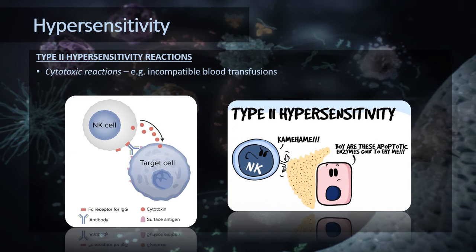First, a particular antigen binds to the surface of the target cell. Then an antibody will bind to the antigen. Then this will initiate the binding of the natural killer cell to the antibody. Then the natural killer cell will release cytokines that promote cell lysis.